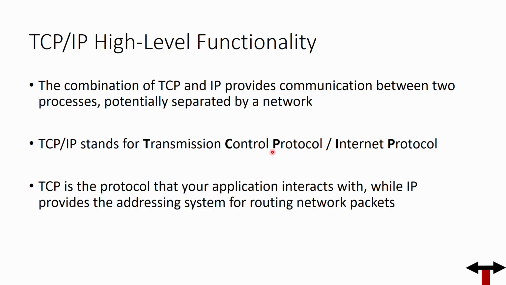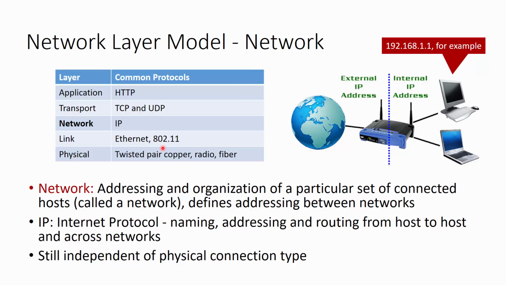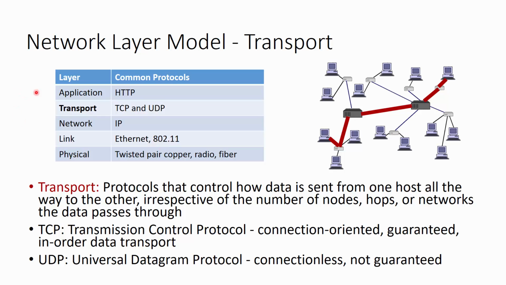Okay, so TCP, from the high level, the combination of TCP and IP provides communication between two processes, and they might be separated by the network. We can still use TCP and IP to communicate on the same host using these network principles, using these network APIs. So that's why we can say that it's potentially separated by an actual network. So TCP/IP is Transmission Control Protocol and the Internet Protocol. TCP is the protocol that your application interacts with. So every layer can interact with the layers above and below it. So in TCP, our application talks to TCP to handle the connection, and TCP then relays information to IP to make sure it knows where things are on the network.